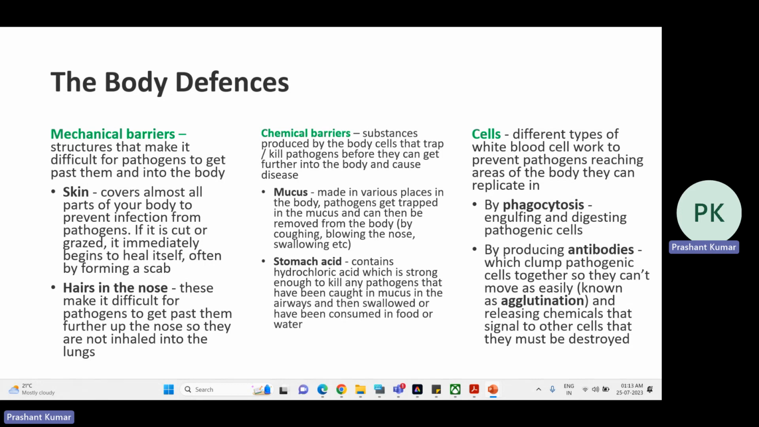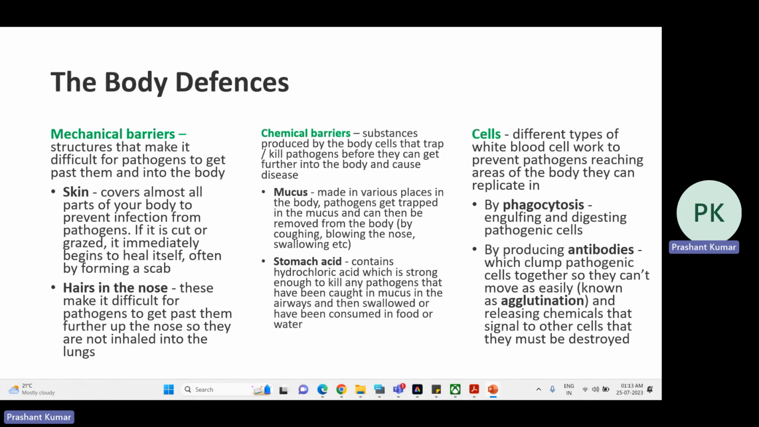So first is the mechanical barrier, like your body skin, your hairs in the nostrils. These hairs make it difficult for the pathogen to get in, right? So that you should not inhale it, right? So skin first and second is hairs in the nose. Chemical barrier, like inside the body, there are some chemicals released which cause defense against pathogens, like mucus.